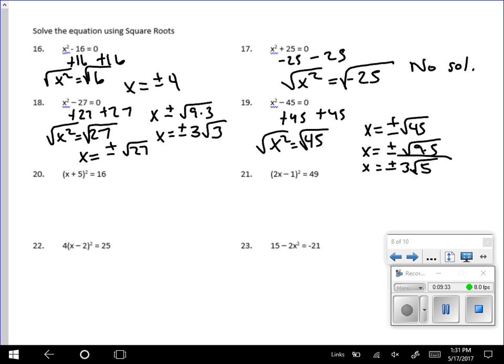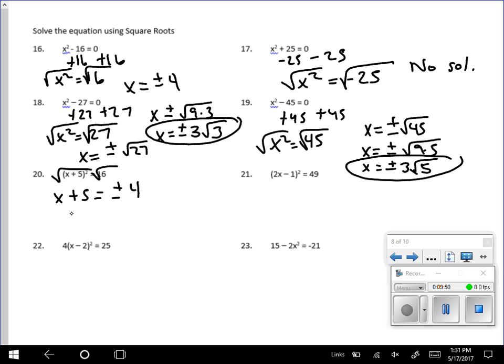So you have to make sure they're simplified, just like we practiced in the first part of the video. All right, these ones are a little different. We have to take the square root first. So we have x plus 5 equals plus or minus 4. Now to get x alone, I'm going to subtract 5 from both sides, so I get -5 plus or minus 4. So I want to simplify that. -5 plus 4, -5 minus 4. So x equals -1, and x equals -9.